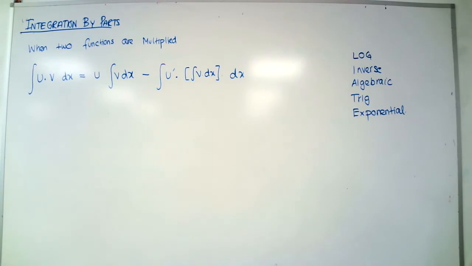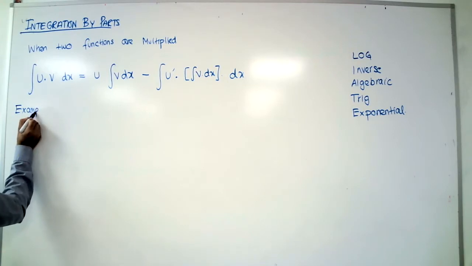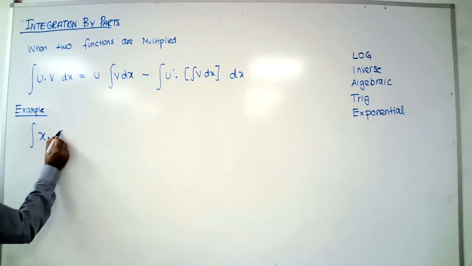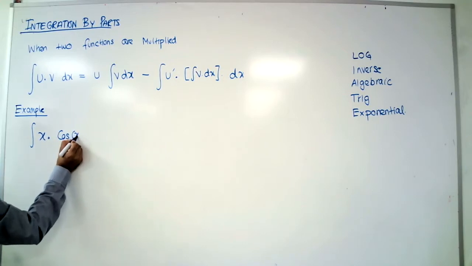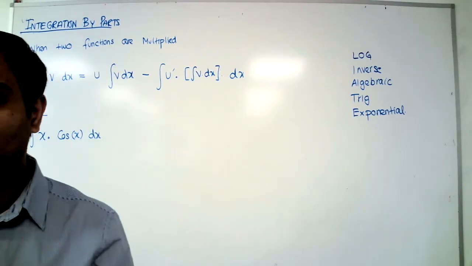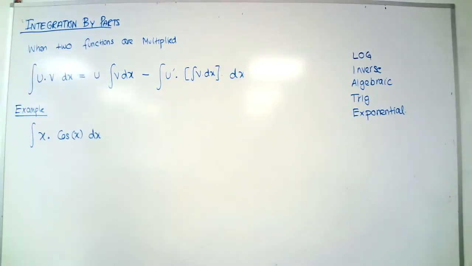Okay, so let's do one question and then we have a look. Let's say I need to integrate x dot cos x dx. Now, I need to select which one is u and which one is v. Also remember, u is the kind of thing that will disappear, that will simplify. That's the easy one. So I look at that one.